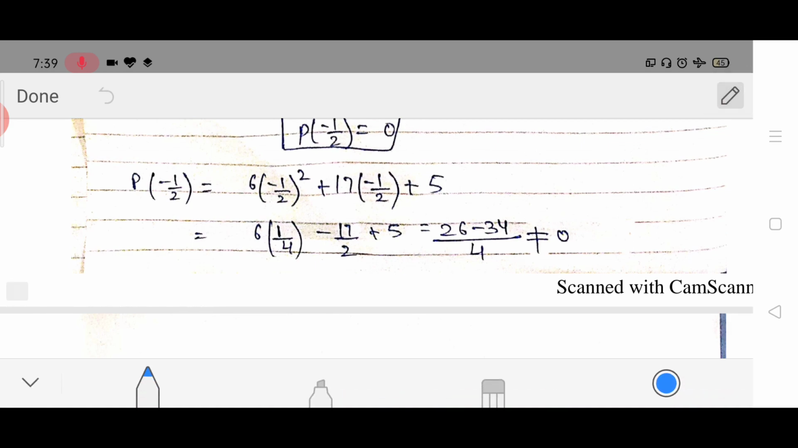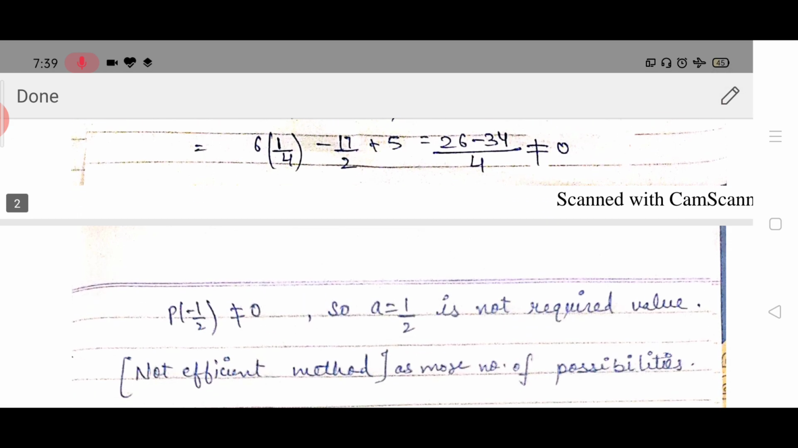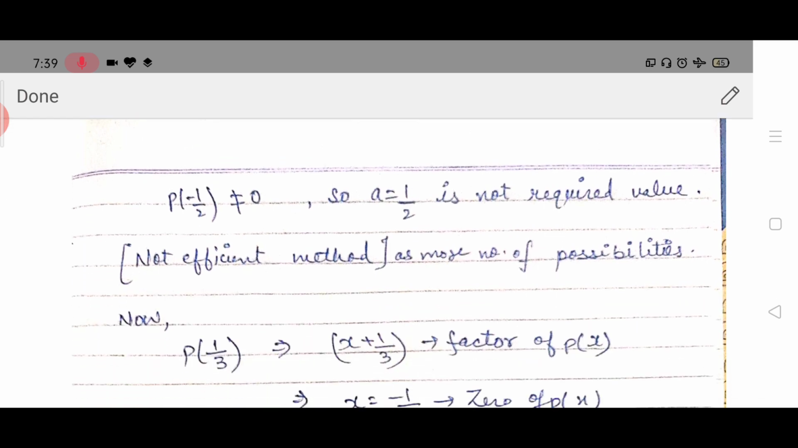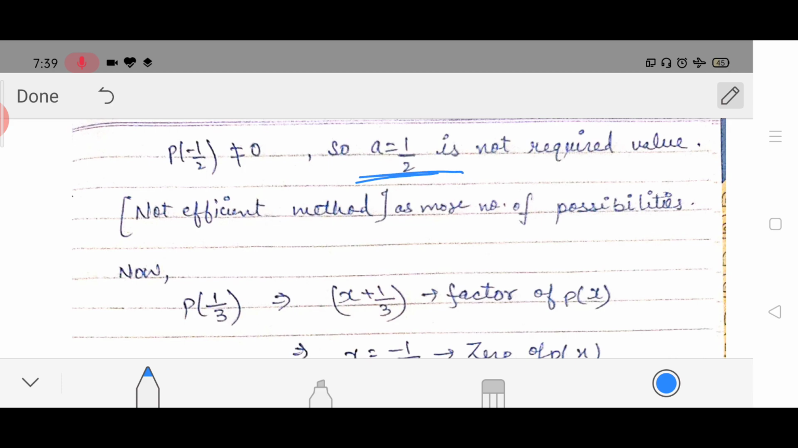What we have done here, we have put -1 by 2 in the polynomial, but we can see here that the result is not equal to 0. Our result is not equal to 0. That means -1 by 2 is not the 0 of the polynomial, or we can say that a is equals to 1 by 2 is not the factor of the polynomial. ठीक है. So this was our first case, 1 by 2.